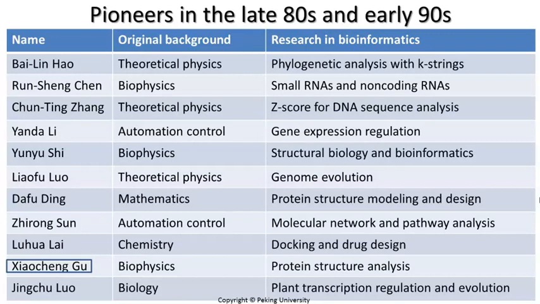Their research areas included phylogenetic analysis, non-coding RNAs, DNA sequence analysis, expression regulation, protein structure prediction and analysis, drug design, molecular networks, and evolution. Some familiar names include Bailin Hao, Risheng Chen, Chunting Zhang, Yanda Li, Yunyu Shi, Liao Fuluo, Da Fuding, Zhirong Sun, Lu Hualai, Xiaocheng Gu, and Jingchu Luo. Sadly, Professor Xiaocheng Gu passed away in Beijing in November 2012.